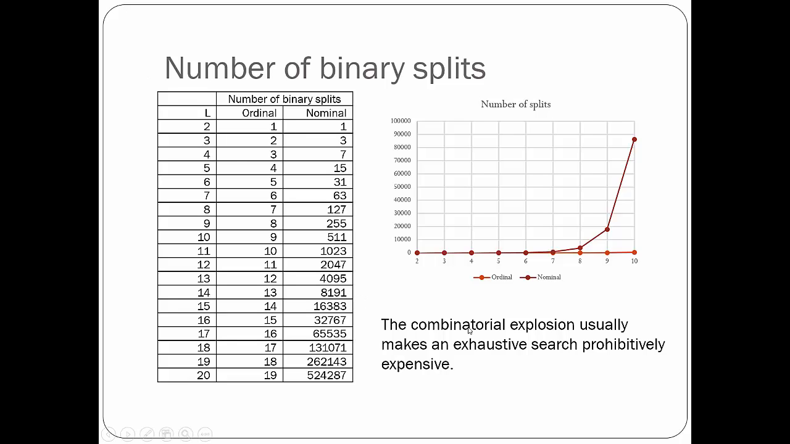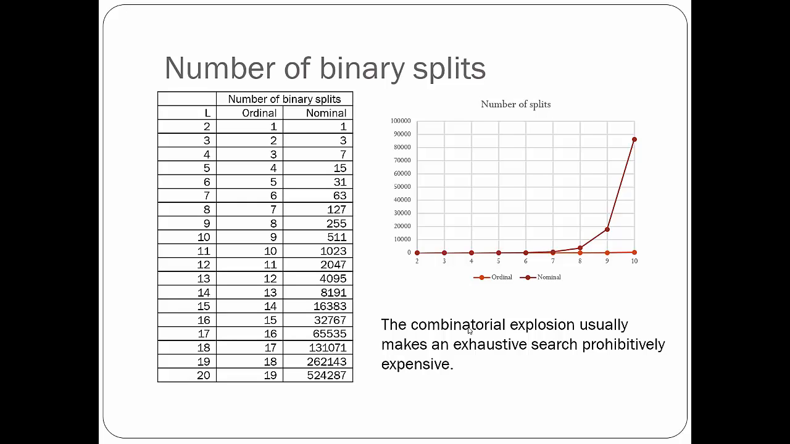So the combinatorial explosion usually makes an exhaustive search prohibitively expensive. You're not going to sit there and do all possible splits. So you have to come up with a more intelligent way to reduce the number of possible candidates, and that's what is implemented in most software packages.